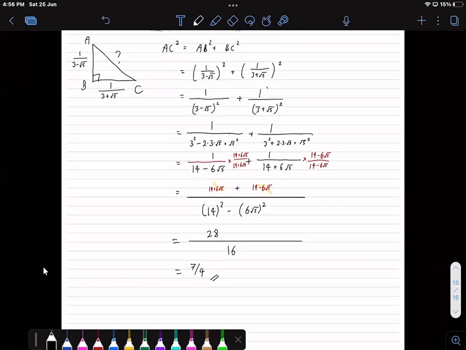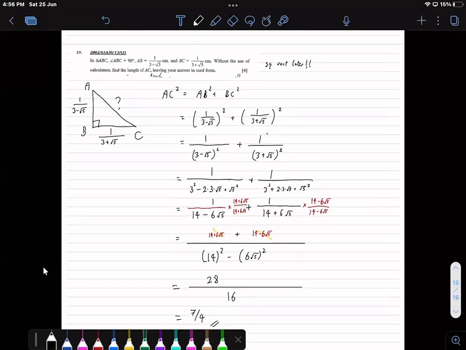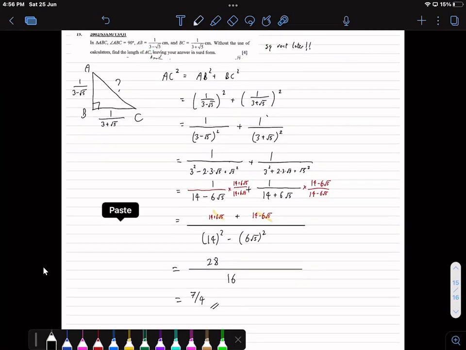Square root later. We found AC squared. They're asking for AC, so the last step is to take the square root. Now we want to find AC, which is the square root of 7 over 4, which is square root 7 over square root 4, nothing but square root 7 over 2. Answer.